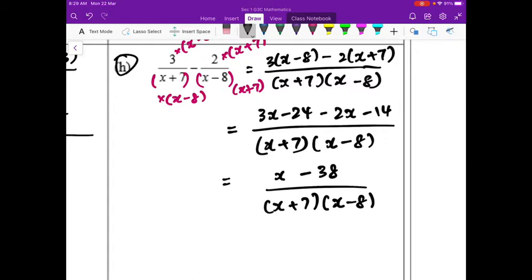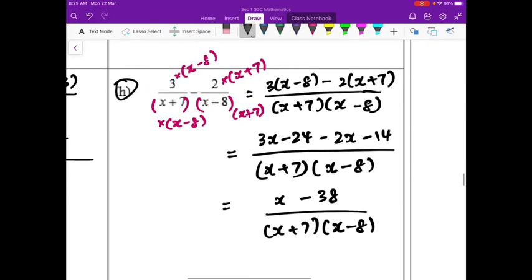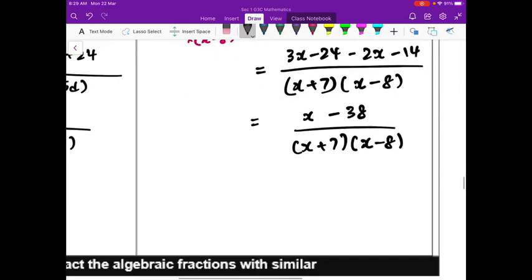Yes or no? If I made a mistake, you must let me know. The lack of response is a little worrying, so let me check my answer. 3 times x minus 8: 3x minus 24, minus 2 times x plus 7: minus 2x minus 14. x minus 38, over x plus 7, x minus 8. Looks right to me. Okay, next.